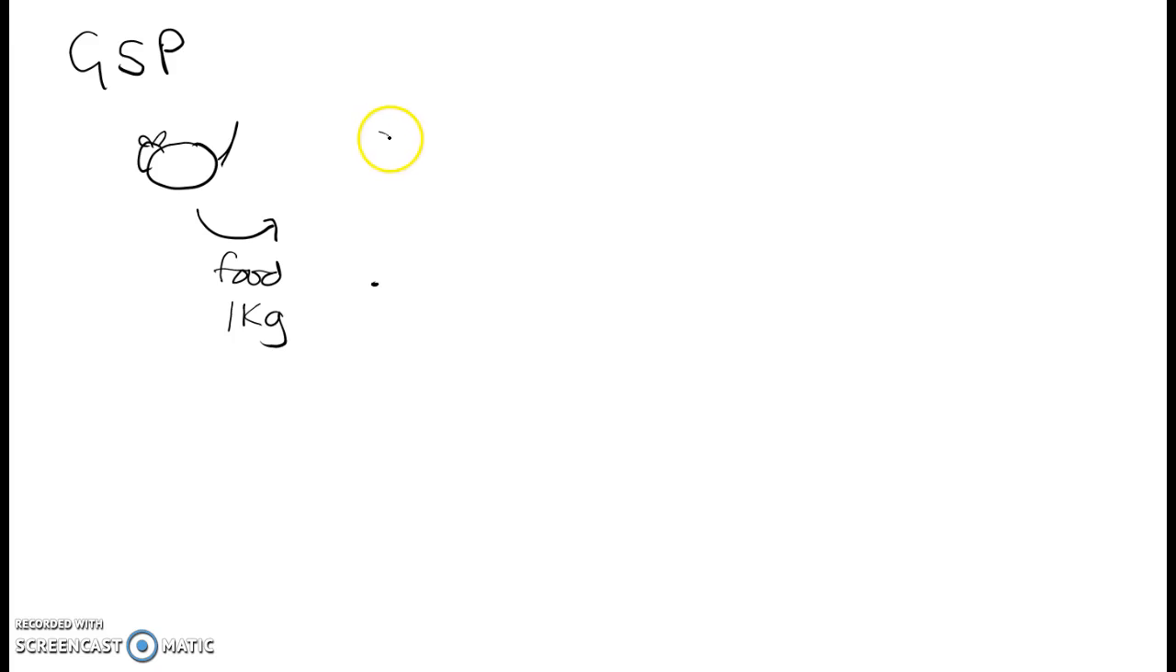So a quick review of productivity calculations. First of all, let's start with gross secondary productivity because that one is nice and easy to conceptualize and calculate. We start with a little animal and the amount of food that it is fed, so we know how much food we're feeding it, perhaps 1 kilogram. And the animal grows a little bit bigger because of the food that we fed it.